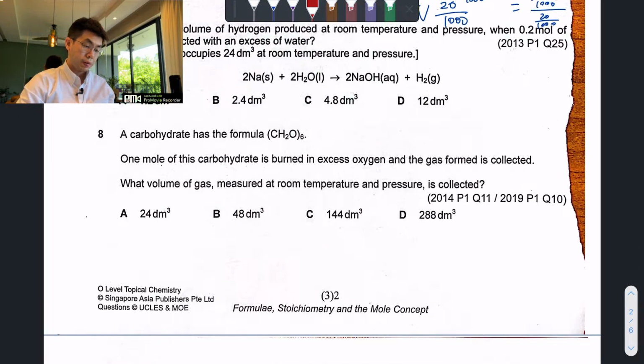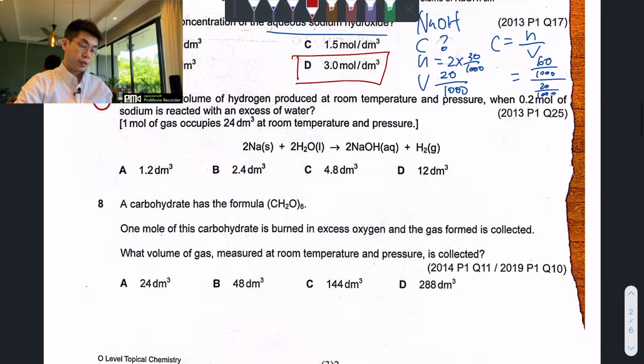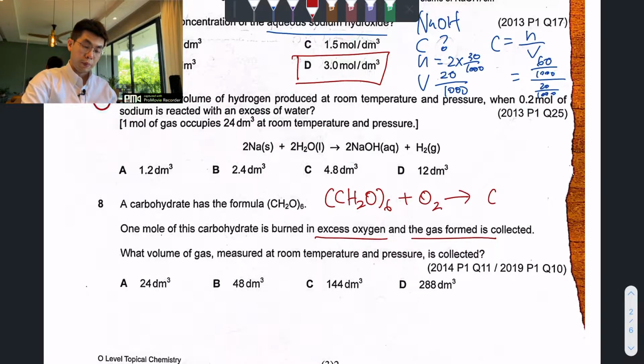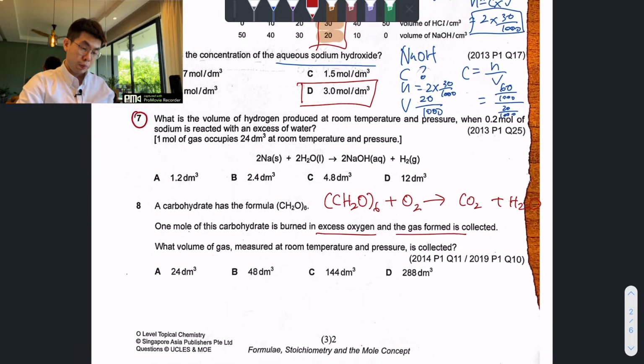Next one, number 8. The carbohydrate has a formula of C6H12O6, and then when it's burnt, excess oxygen and gas is collected. So what we need to all learn is that when a carbohydrate like this is burnt with oxygen, you will form carbon dioxide and you will form water. Right, so now we need to balance it.